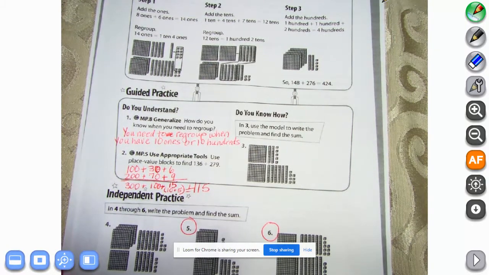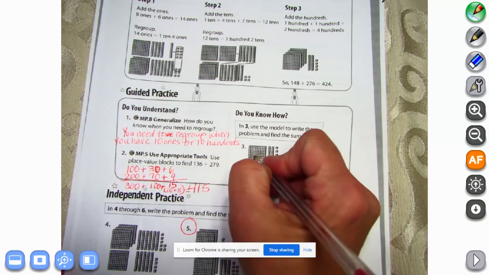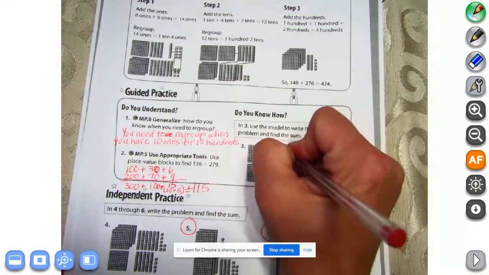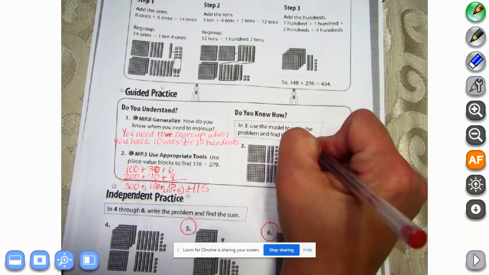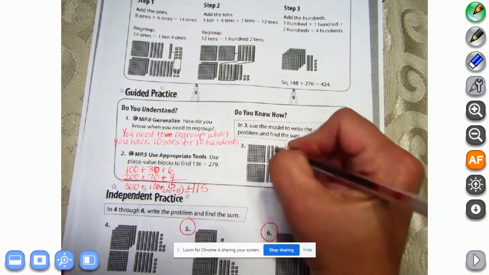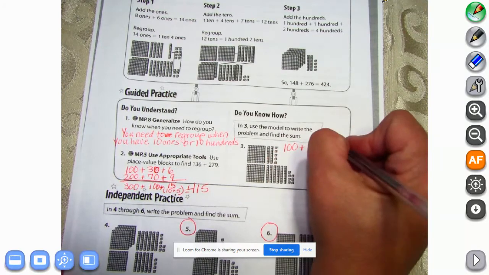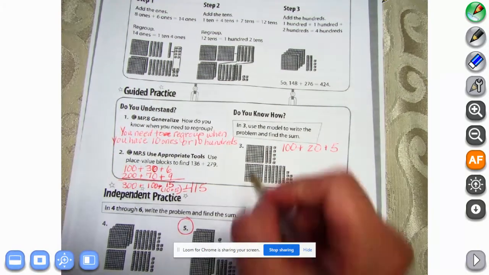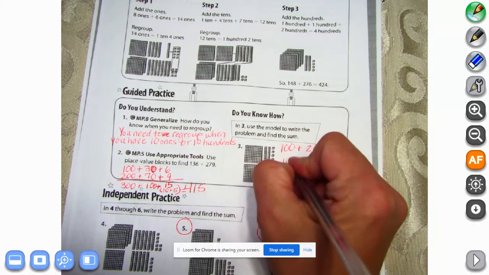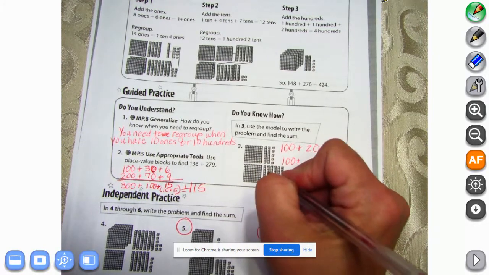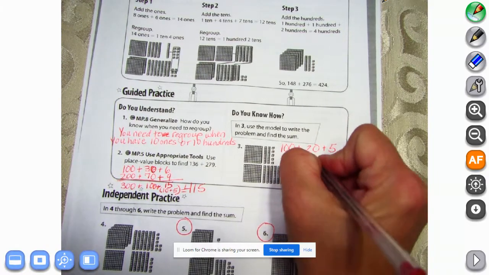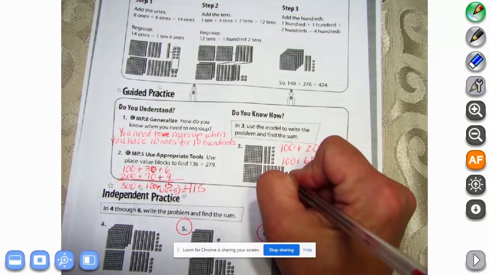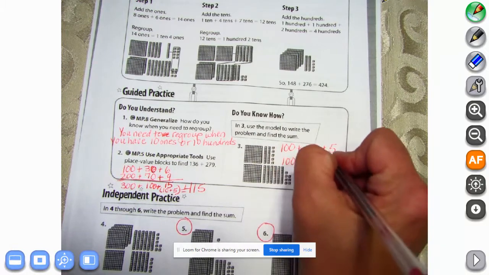Number 3 says use the model to write the problem and find the sum. So we have 100 tile plus 10, 20, plus 1, 2, 3, 4, 5. On this one, we have 100 plus 10, 20, 30, 40, 50, 60 plus 1, 2, 3, 4, 5, 6, 7.